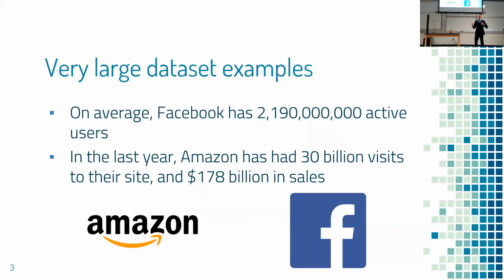Okay, so some examples of very large data sets. On average, Facebook has 2 billion, 190 million active users. And active users are just users that have signed in within the last 30 days. So between a quarter of the world's population, you can imagine that they have a lot of data that they're producing constantly. Also, in the last year, Amazon has had 30 billion visits to their website and $178 billion in sales. So you can imagine there's a lot of transactions that go into that data.